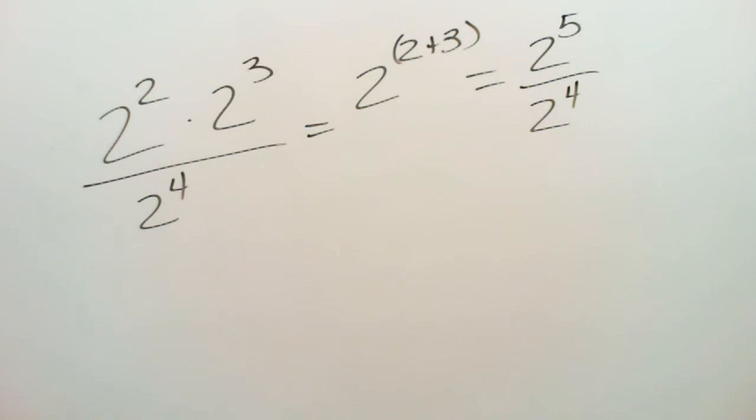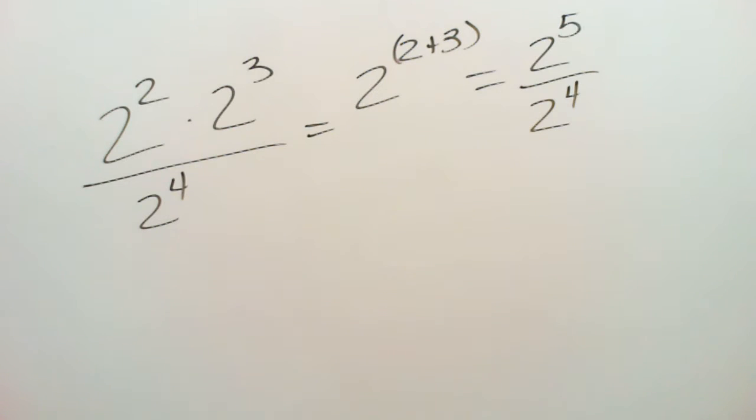After applying the product rule to the numerator, we are left with the expression 2 to the fifth power over 2 to the fourth power. Notice the bases are the same in the numerator and the denominator. And now we're dividing these two expressions.